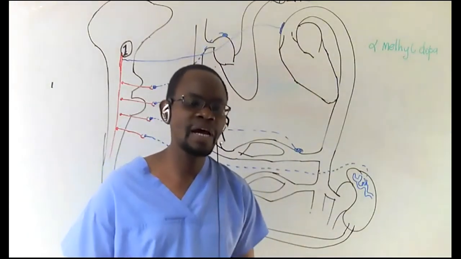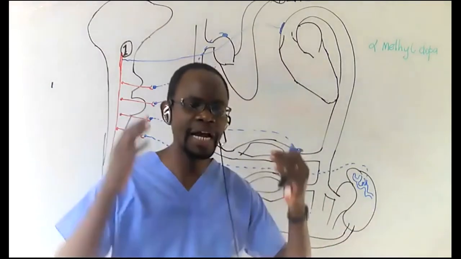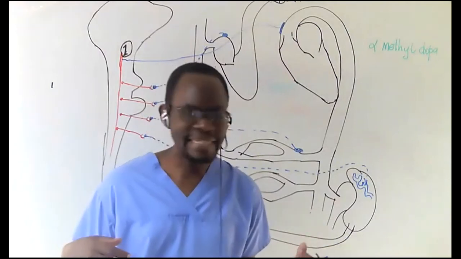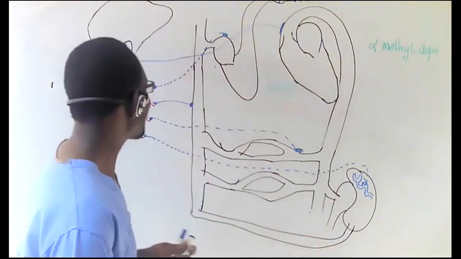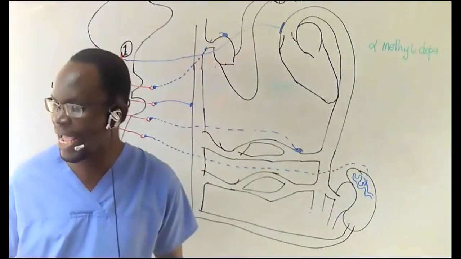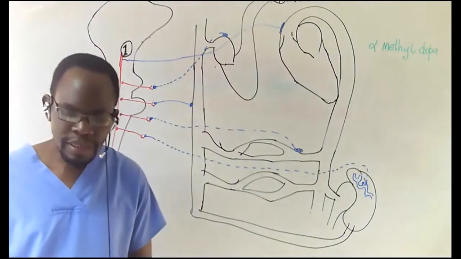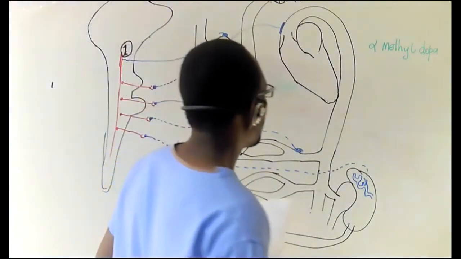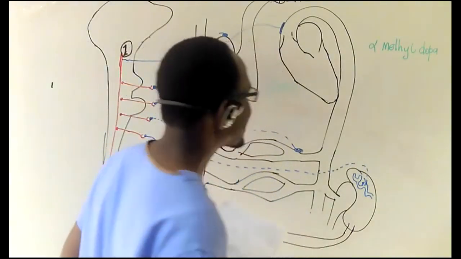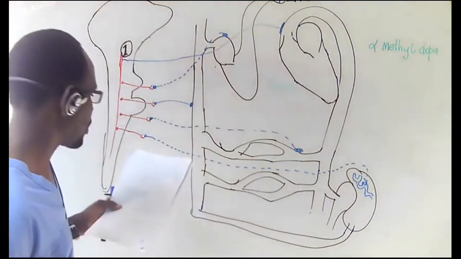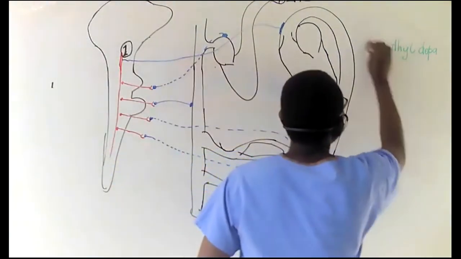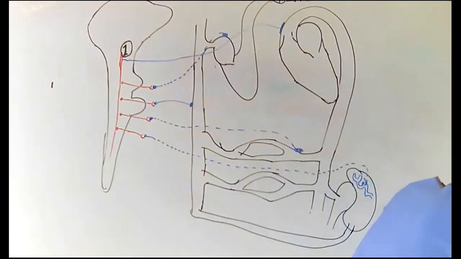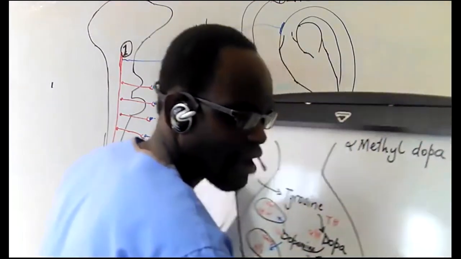Remember, we said blood pressure is a result of cardiac output and peripheral resistance. So those are what we refer to as the centrally acting antihypertensive drugs: clonidine, methyldopa. But we also have other examples.